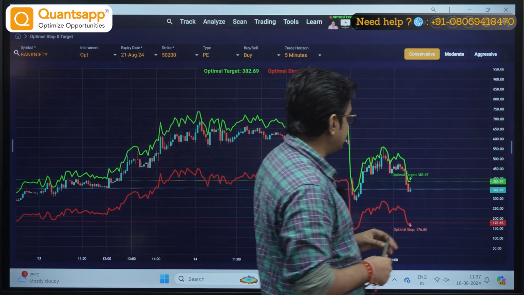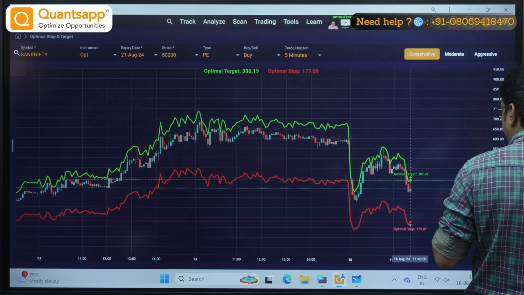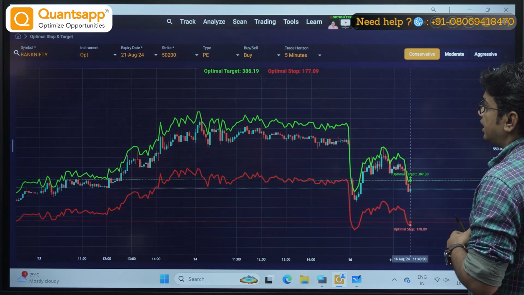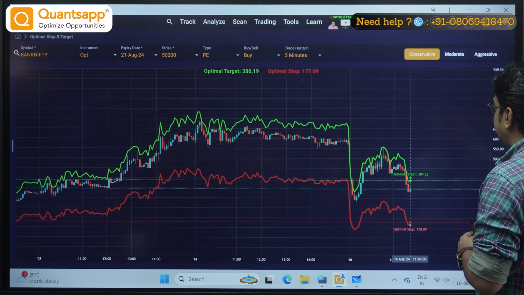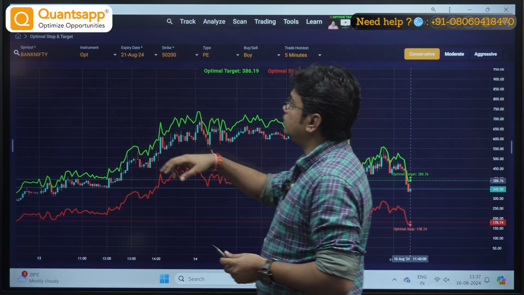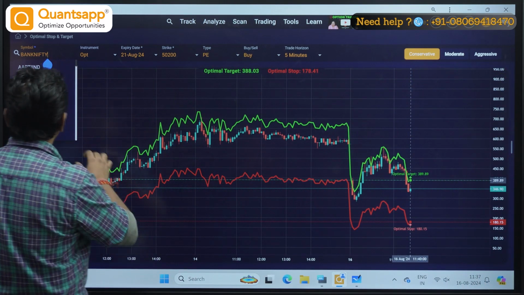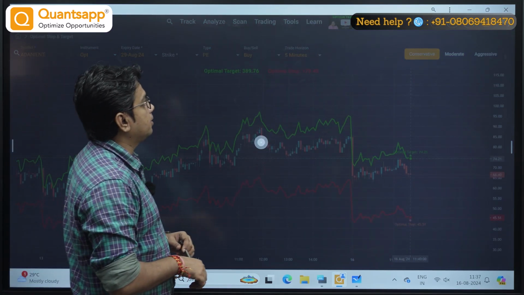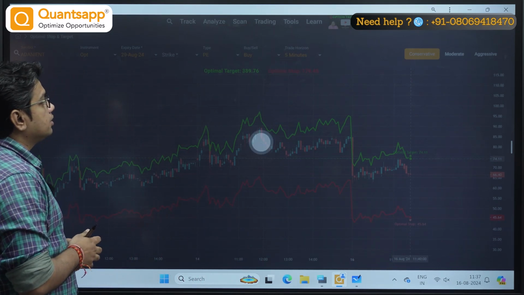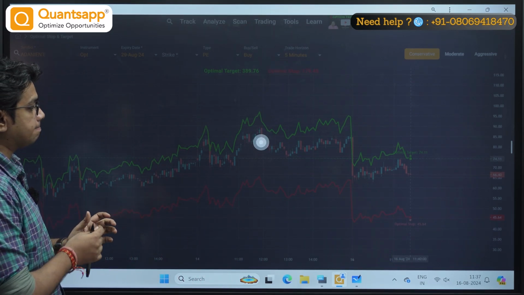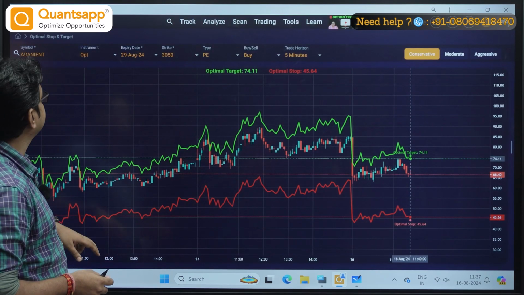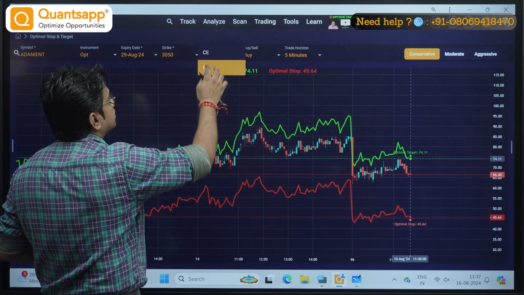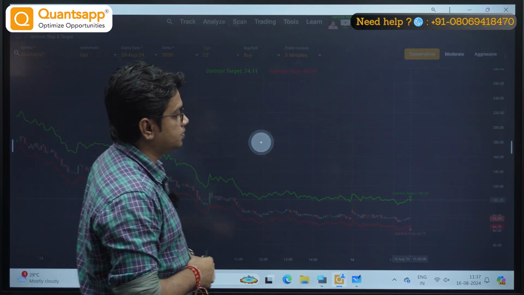So here also you can see that at this particular level, my stop loss is 177, the optimal target is 386, so I should avoid this particular trade. So I want to go ahead with some other stock. Let's go with Adani Enterprise, all right. Okay, so most of the stocks are on the upside, so I'll go ahead and select the call options.